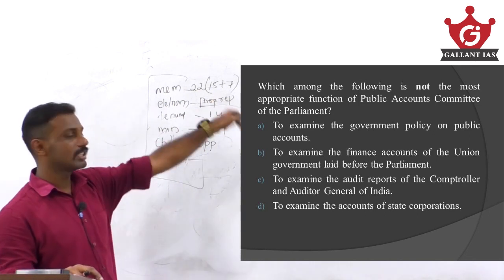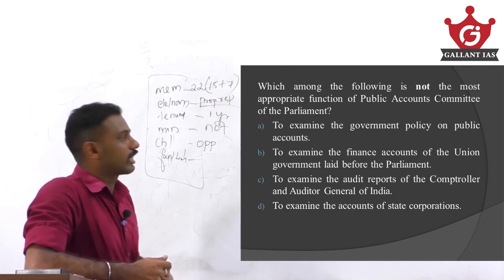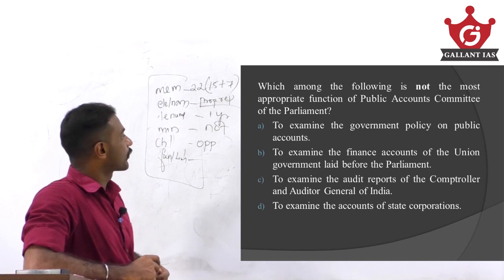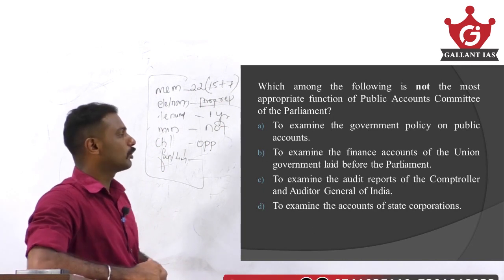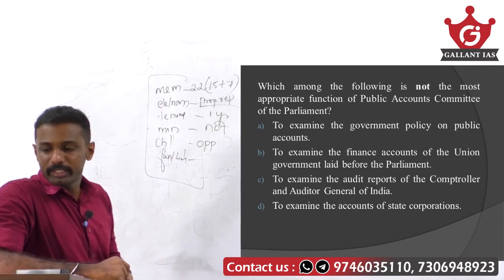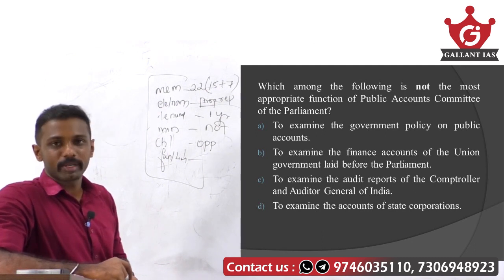So here the function is asked. Which of the following is not the most appropriate function? A. To examine the government policy on public account. B. To examine the finance account of the union government laid before the parliament. C. To examine the audit reports of the Comptroller and Auditor General of India. D. To examine the account of state corporations.